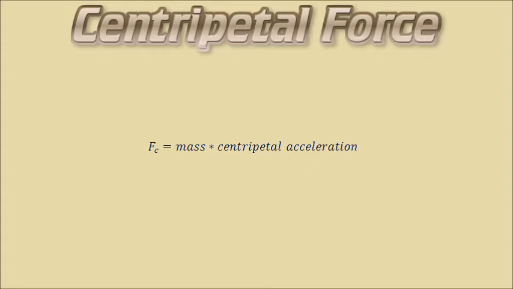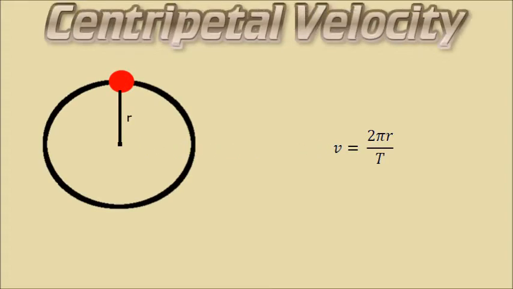Knowing Newton's second law, we can state the object's net force is the object's mass times acceleration. To find the value of the object's acceleration, we must first find how fast the object is moving around the circle, or its centripetal velocity. Centripetal velocity is found by dividing the distance the object takes to make one orbit, the circumference, 2πr, over how long it took.